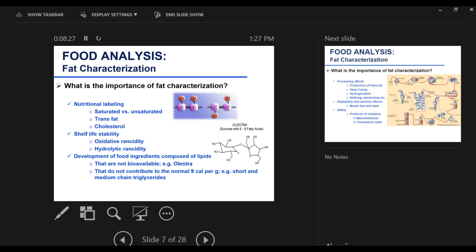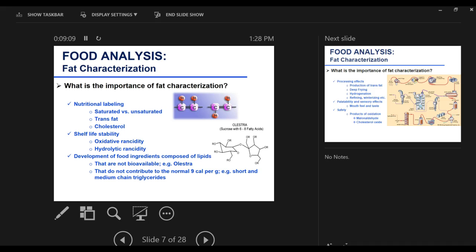So we talked about nutrition labeling: saturated versus unsaturated, trans fat, cholesterol. These are all components that we need to quantitate in order to put on the nutrition label. We talked about oxidative rancidity versus hydrolytic rancidity. Hydrolytic rancidity can occur two ways. One, if you have lipase naturally in your sample, during storage the lipase can chop off your triglycerides and produce fatty acids. Fatty acids can be bitter and sour. So that could lead to hydrolytic rancidity.